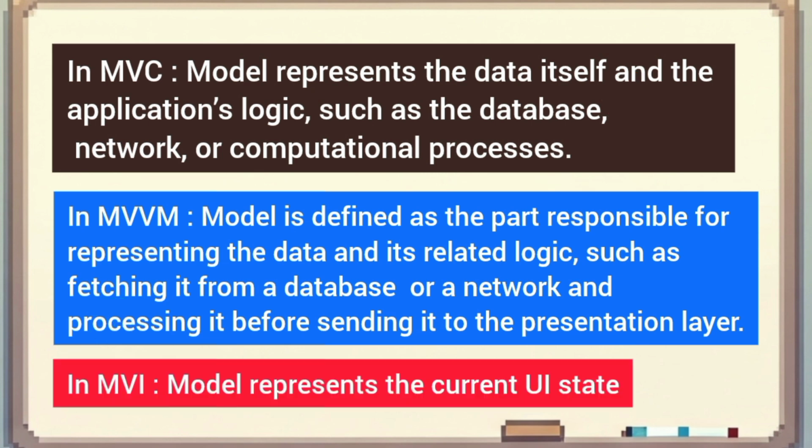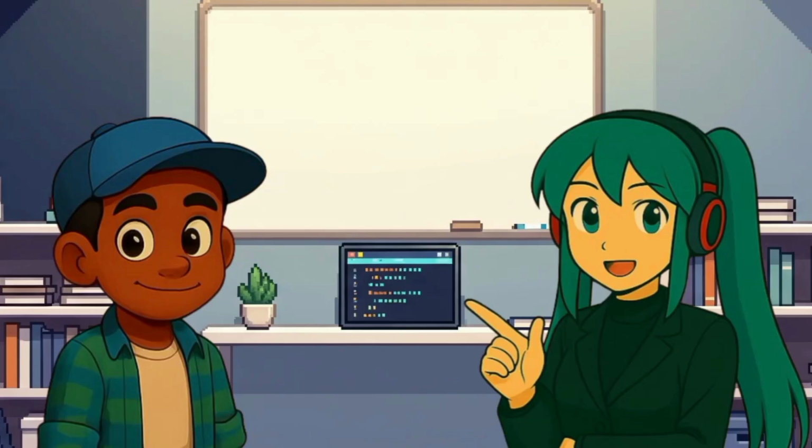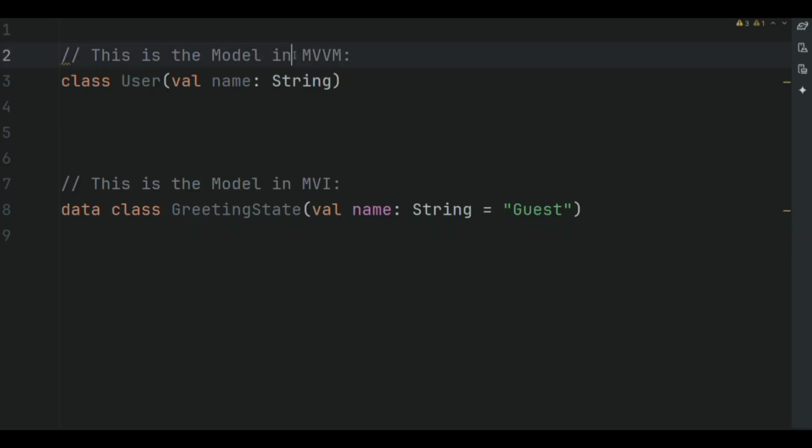In the MVI pattern, the model represents the current UI state, in other words, all the data that describes how the screen should look right now. Let's see how the model looks in Android code, starting first with the MVVM pattern. In this line, we define a simple class named User. It represents a user and contains only one variable called name.